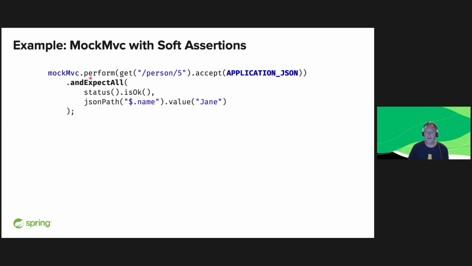Now we have a new method. This is called andExpectAll, and this takes a comma-separated list of our expectations. So here we say status is okay, jsonPath name, value Jane. Now each one of these is guaranteed to be executed.